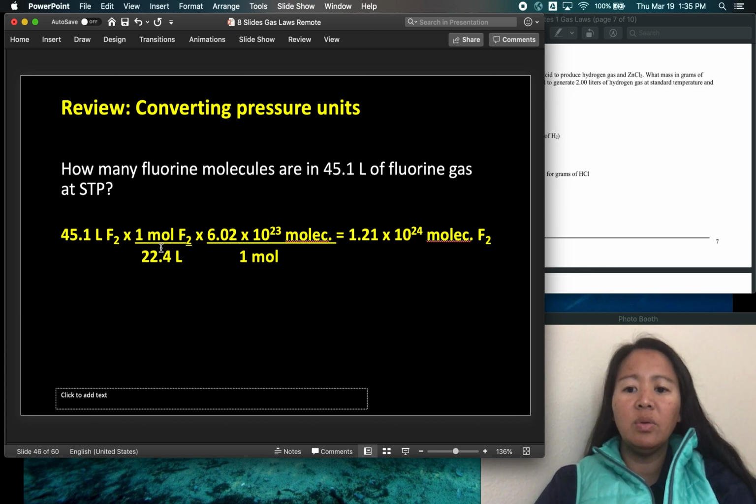Now, if you wanted to, you could also do PV equals nRT. You would solve for the number of moles. P would be 1 atmosphere. T would be 273. The R value would be 0.0821. You solve for moles and then multiply by the number of molecules per mole. That should get you the same answer. For the remainder of the problems on pages 8 and 9, I'll send you a separate video.